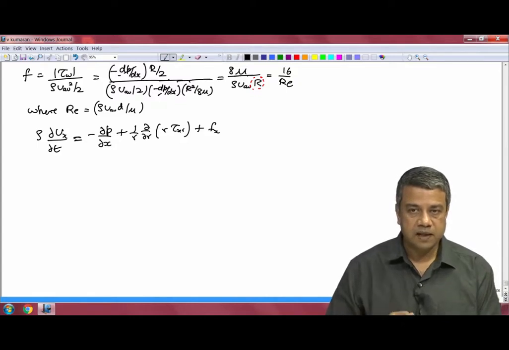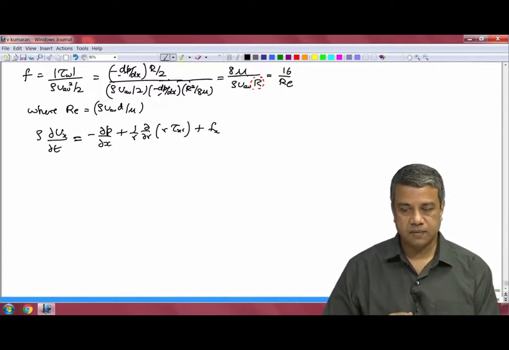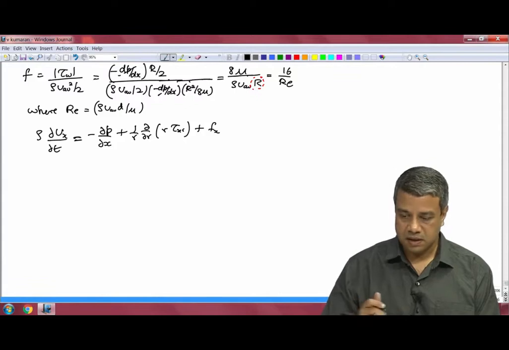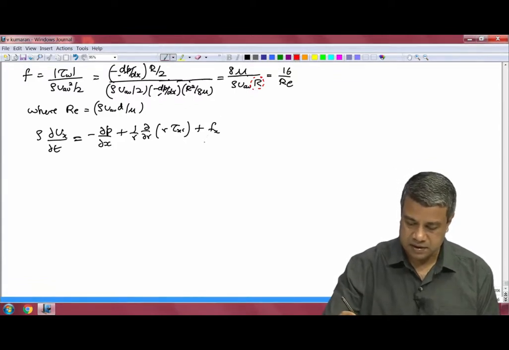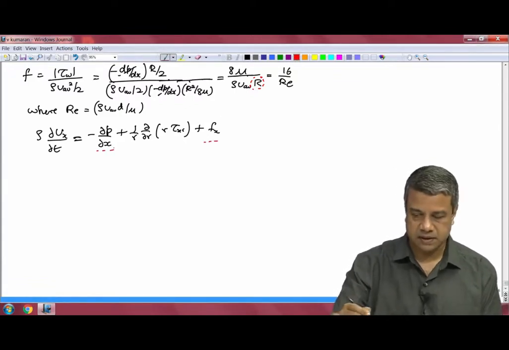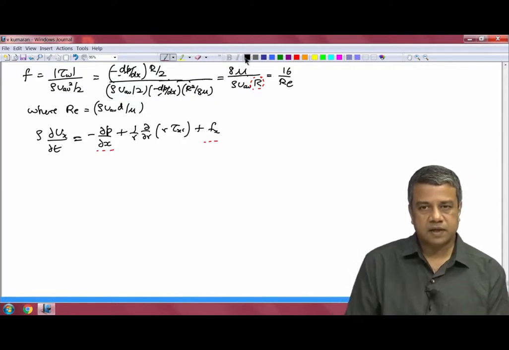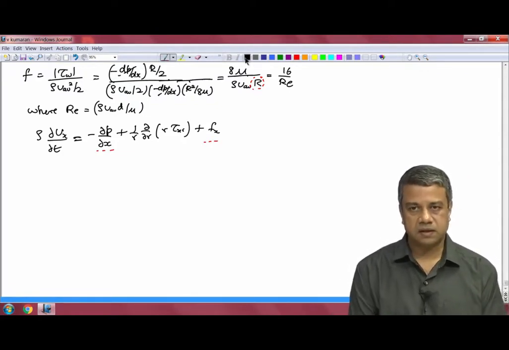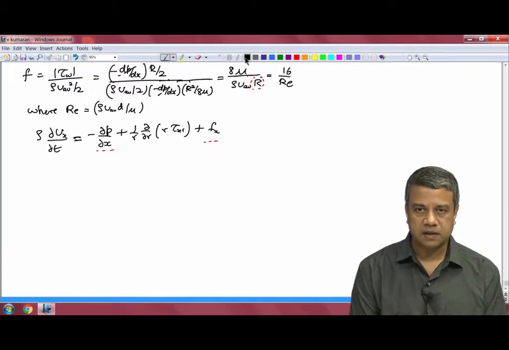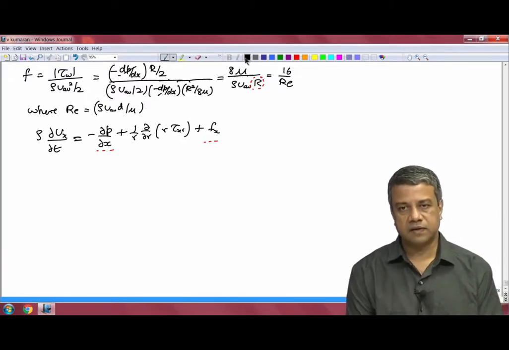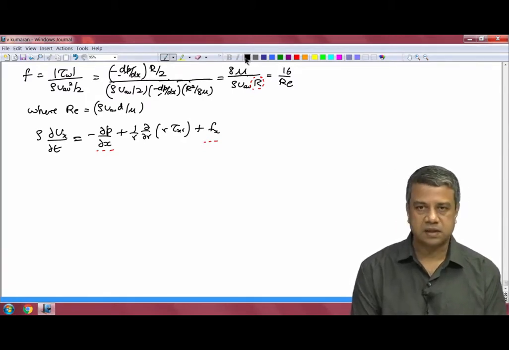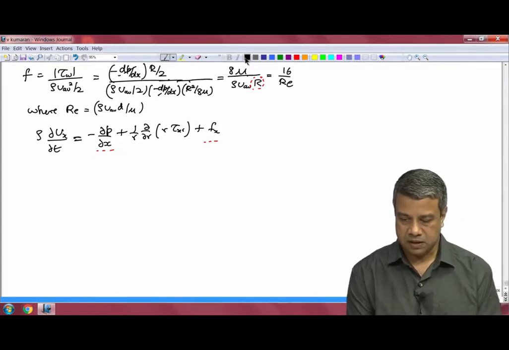If dP by dx is a constant and the force is also a constant, you can see that both of these are constants. Because of that the two can actually be combined. The effect of a pressure gradient is identical to the effect of a body force in the x direction. So, the two can be combined. In fact, you can make a stronger correlation.